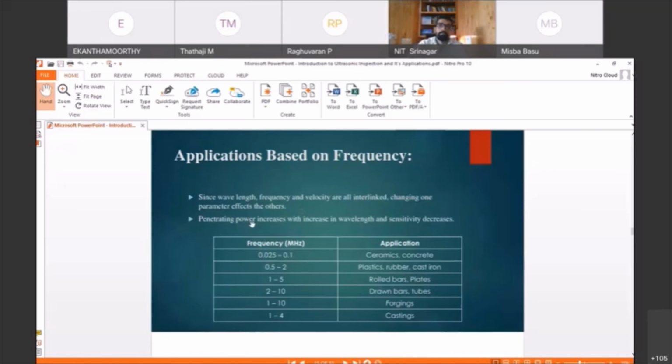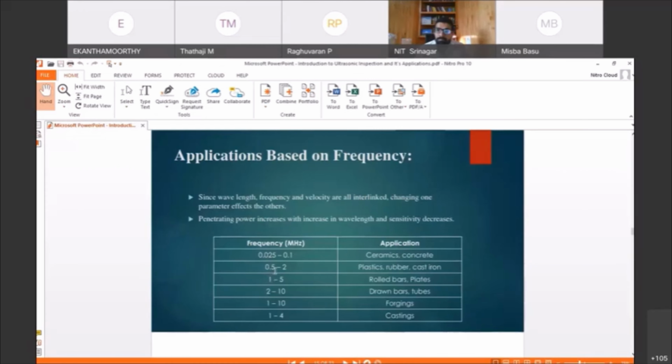Here are some examples of the generally used frequencies for particular applications. We see 0.025 to 0.1 megahertz for ceramics and concretes. Since ceramics and concretes are very attenuating materials, we have to use low frequency only, since low frequency means high penetration, based on the introduction.